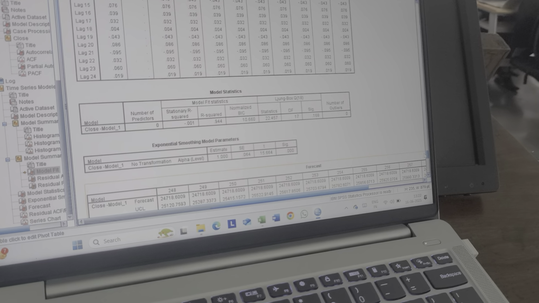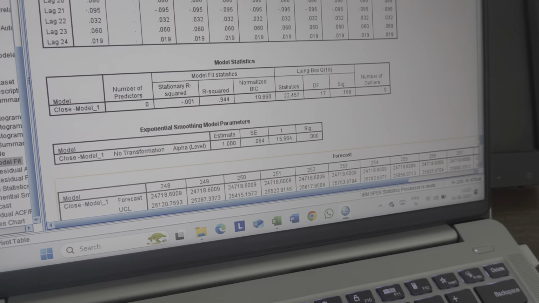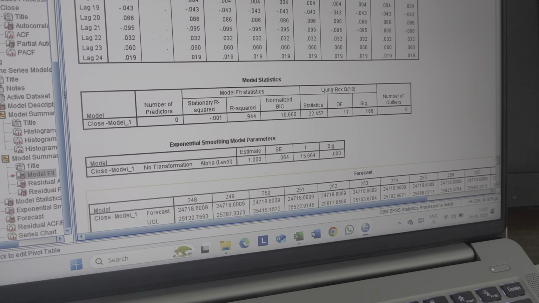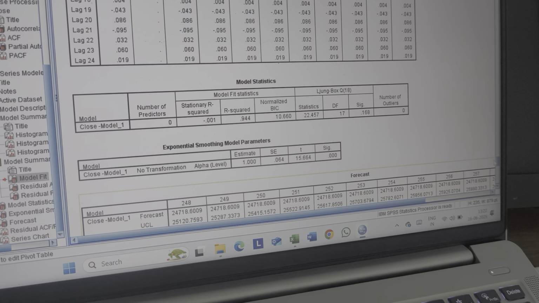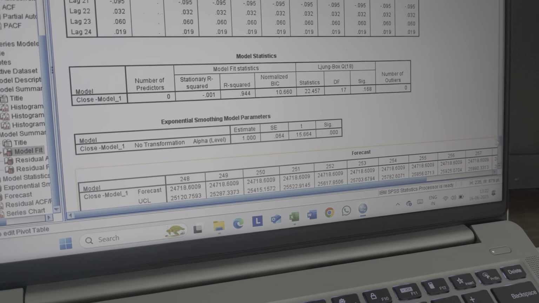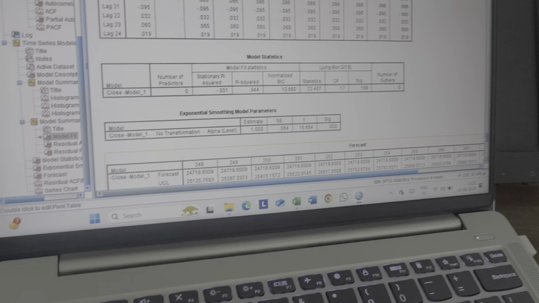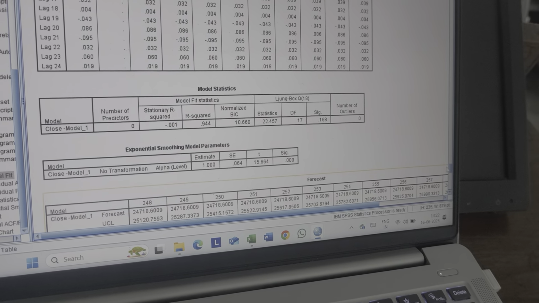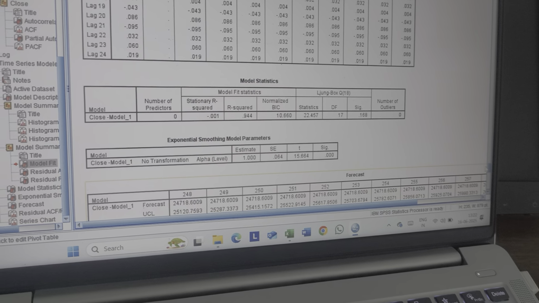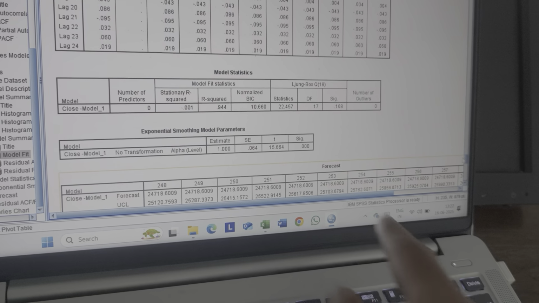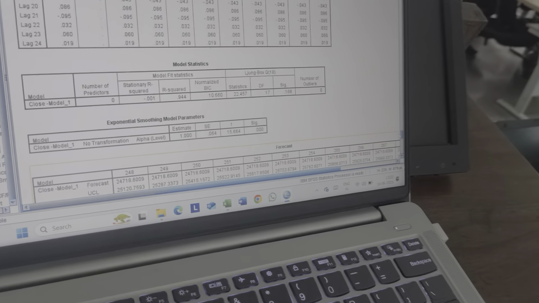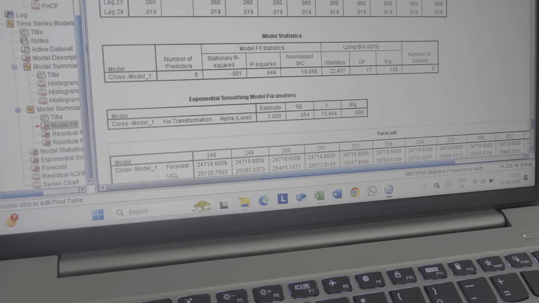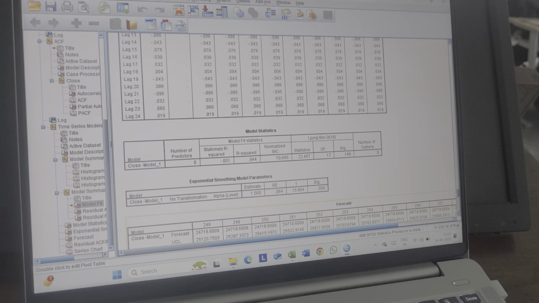These are the model statistics. Here you will see again, my model is free of autocorrelation. The Ljung-Box statistic says greater than 0.05, which means my model is fit. That is the first point. And second, you will see the same R square, 0.944, which is good. I have only one parameter in this model, the alpha parameter, and it is significant, because I don't have an AR or MA component. If I had an ARMA component, I would get the AR component and MA component here, but that is not there.